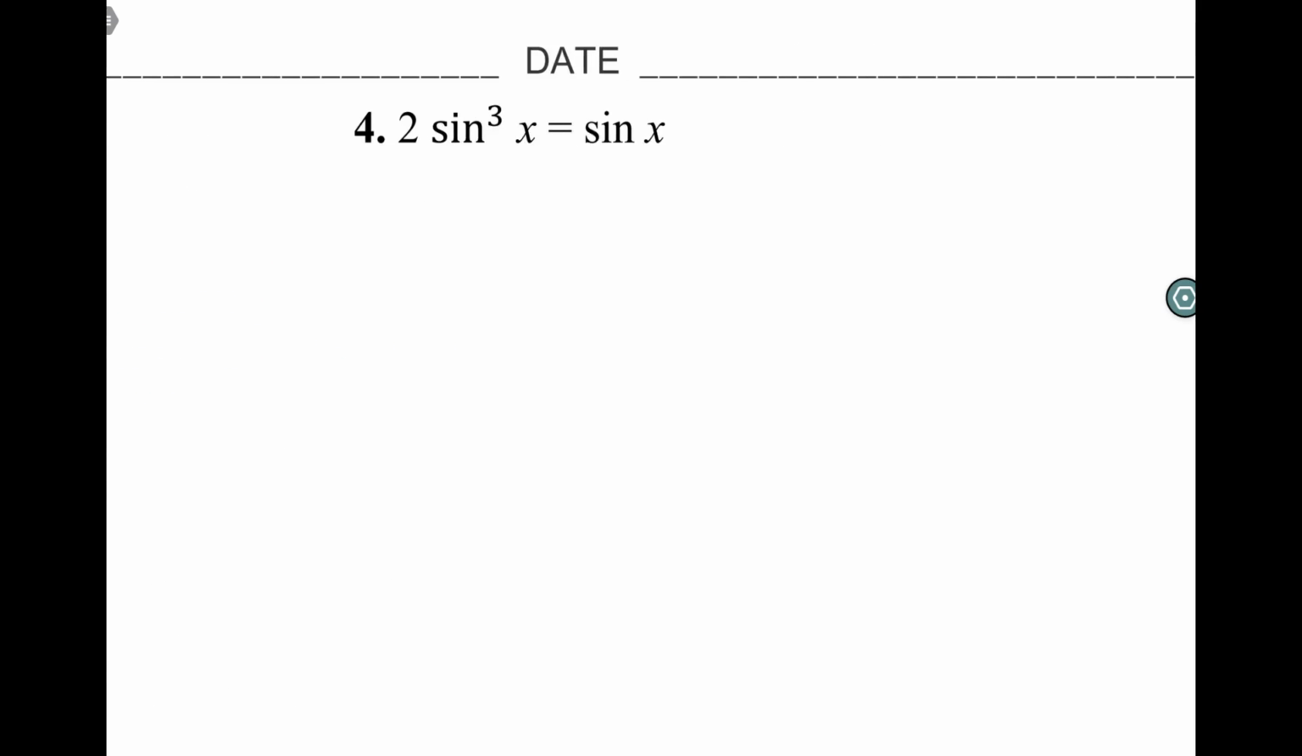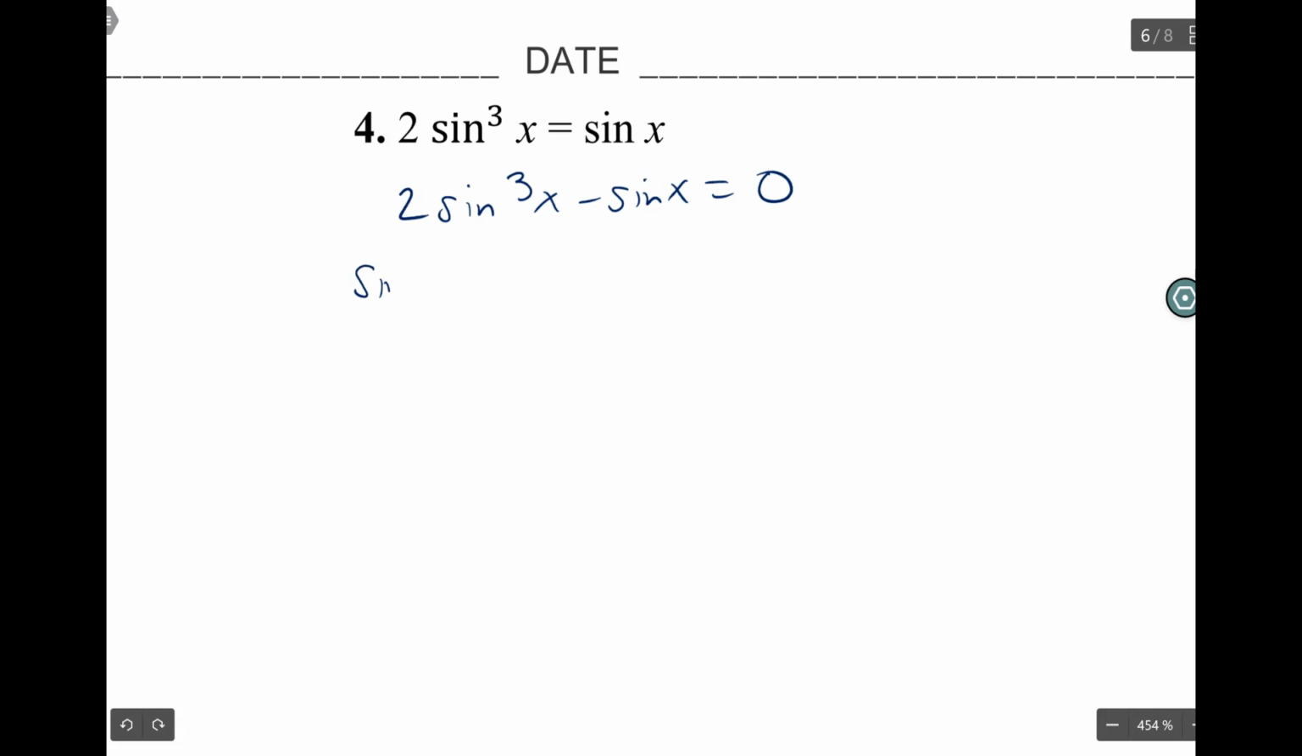Number 4. Let's see. So I have 2 sine cubed x equals sine x. If I move this over, 2 sine cubed x minus sine x equals 0. Pull out a sine x in front: sine x times 2 sine squared x minus 1 equals 0. I factored out a sine x since it's in both terms, right? And then I'm left with 2 sine squared x minus 1.